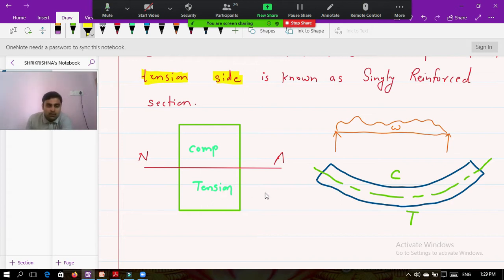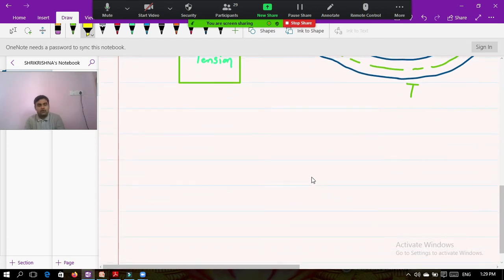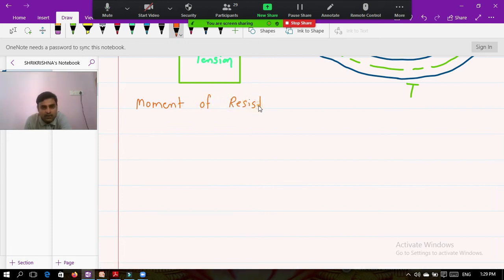Now after these singly reinforced sections, we will see the moment of resistance, the moment of resistance for different grades of steel. So our next heading will be moment of resistance.